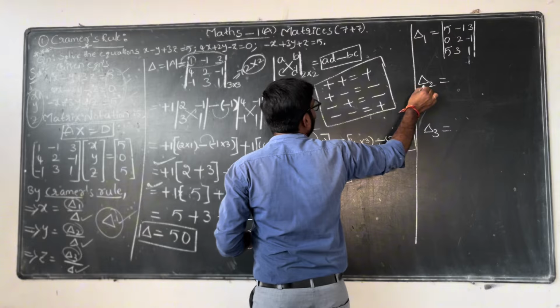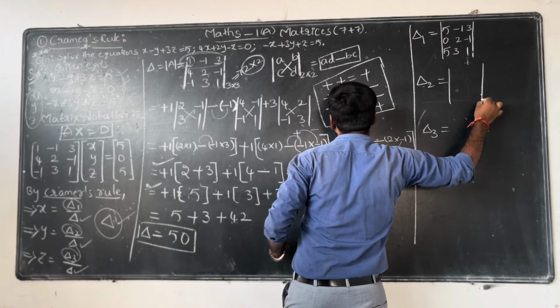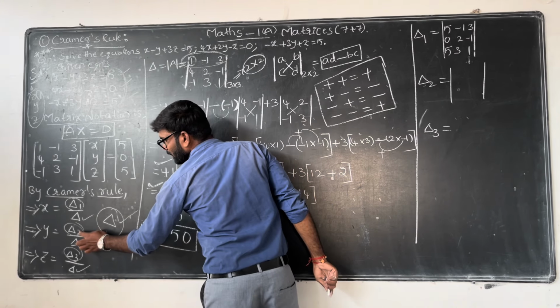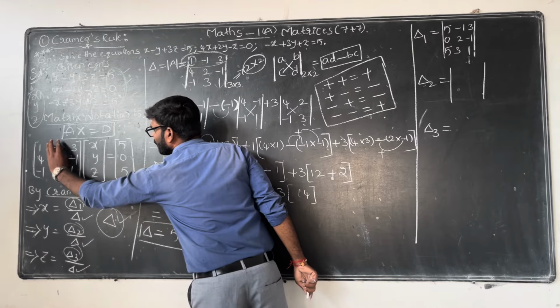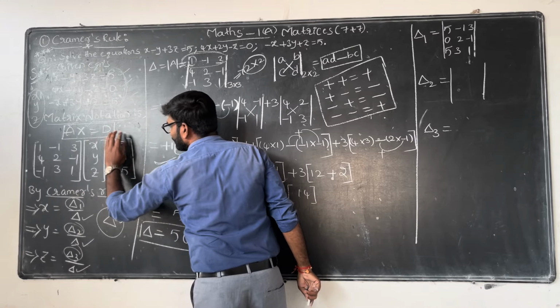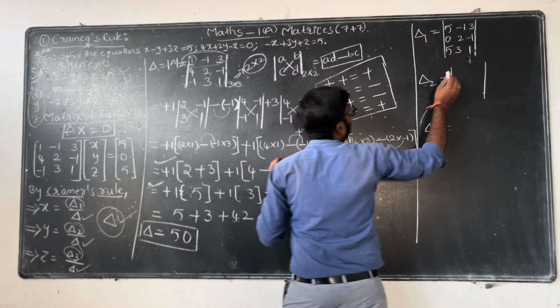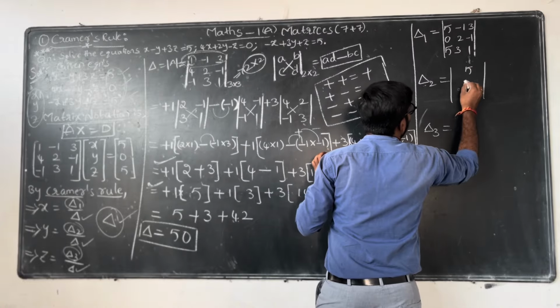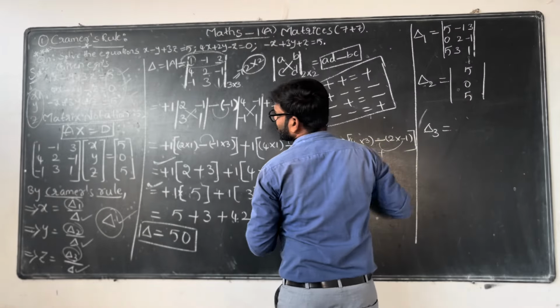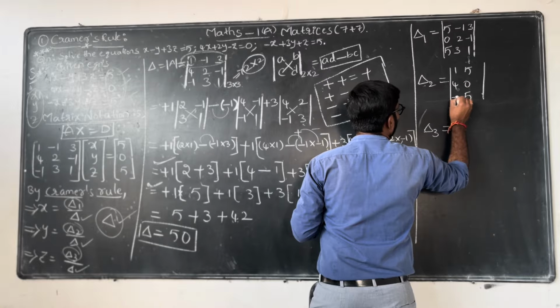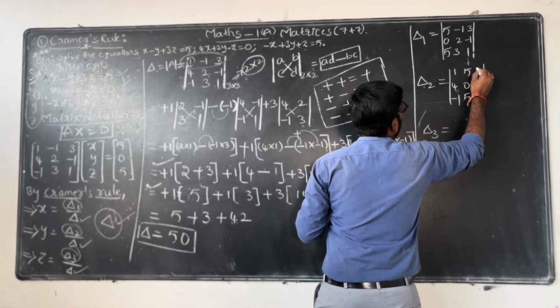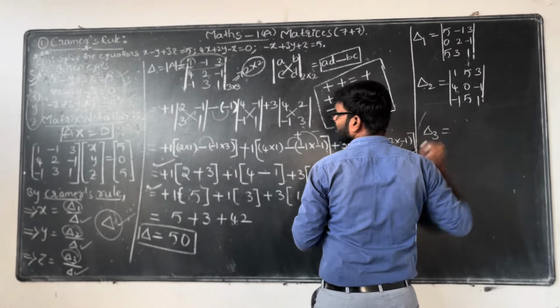Now next, delta 2. Delta 2 means you need to write down the delta 2 matrix. How to write? Remove the second column, then add the constant matrix 5 0 5. Then the first column is 1 4 minus 1, and 3 minus 1 1.